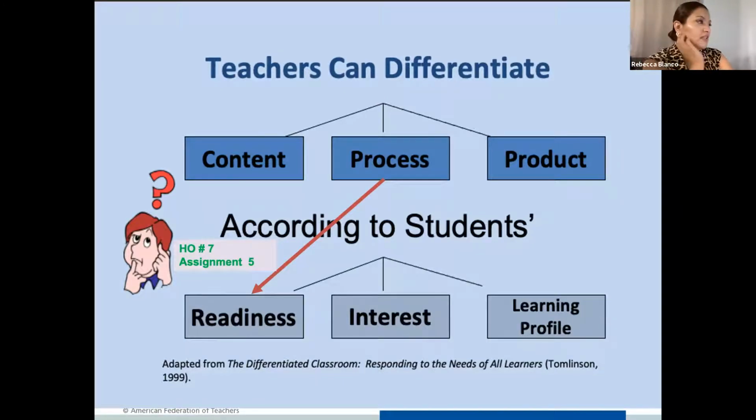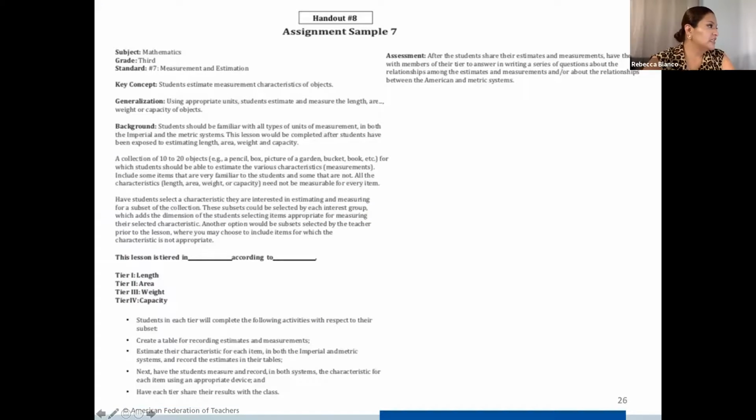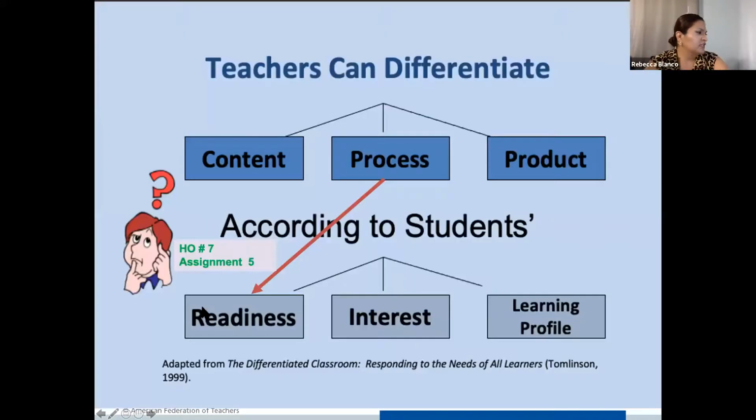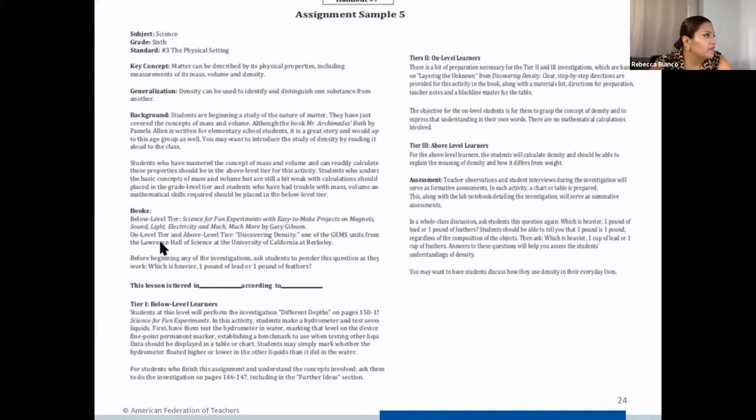Okay, and here's the next one. This is measurement. So we're looking at mathematics. The key concept is students estimate measurement characteristics of objects. And then we're going to take a look. Oops. We're going to take a look. Here we have, this is not it, guys.